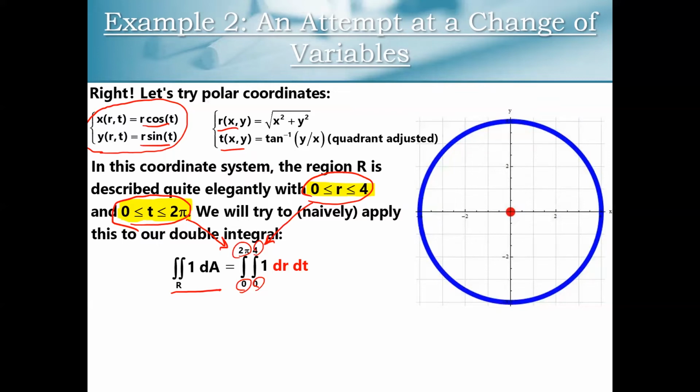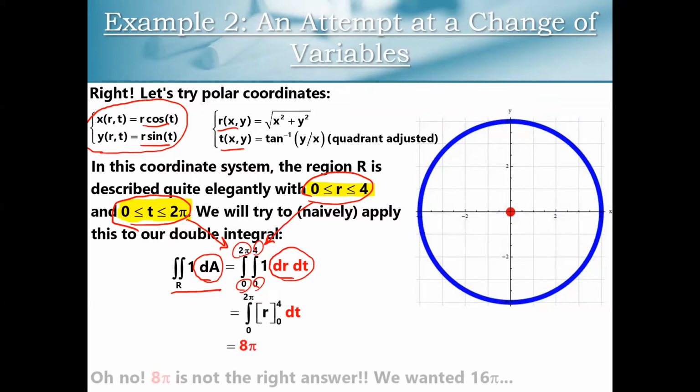But we do have an issue. I said something kind of dangerous here where I just replaced dA with dr dt without being very careful about it. I colored it in red just to warn you that we have a little bit of an issue. If we go ahead and compute this double integral, we get 8 pi. And that's a big problem because we wanted 16 pi. So something went wrong. We made some sort of assumption that brought us down a dangerous path. Let's try to figure out what it was.